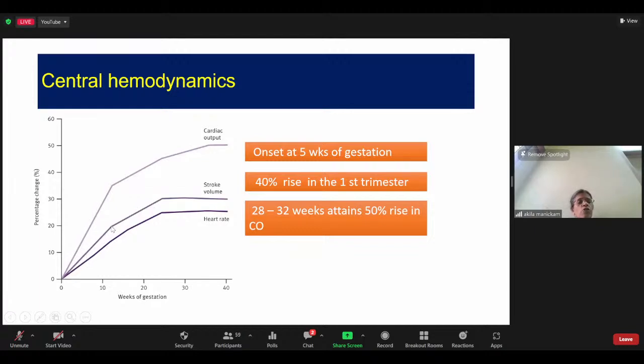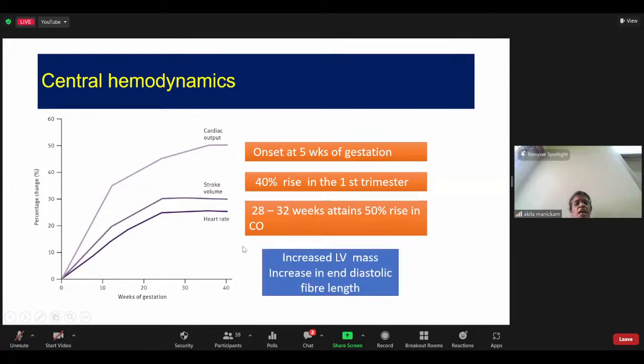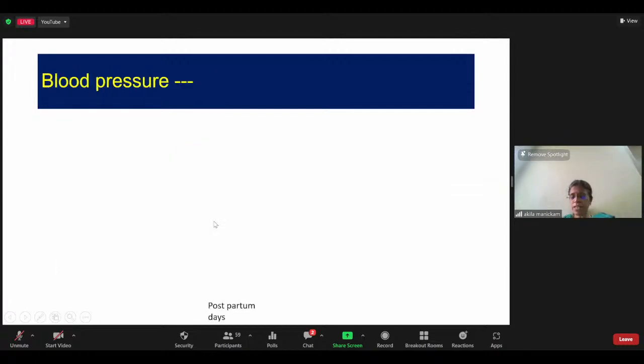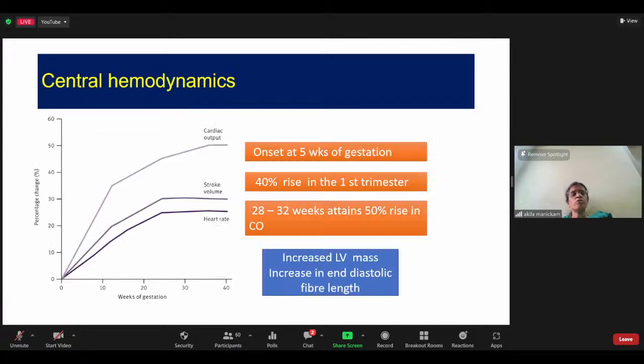This rise in stroke volume reaches about 35 to 40% at the end of your second trimester, and it reaches around 40% around 32 to 34 weeks of gestational age. So the maximum increase in cardiac output of about 50% is attained at around 34 weeks of gestation. What is the implication of this increase in cardiac output? The maximum increase in cardiac output occurs at 32 weeks of pregnancy.